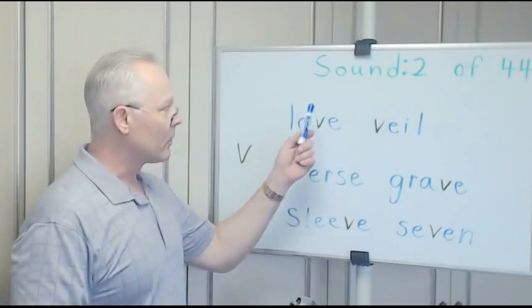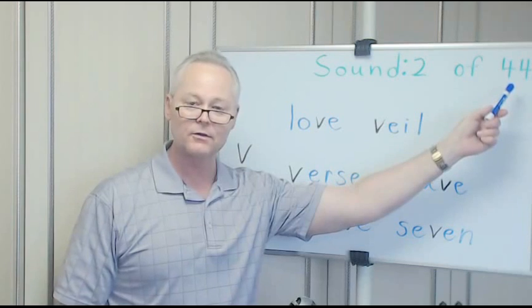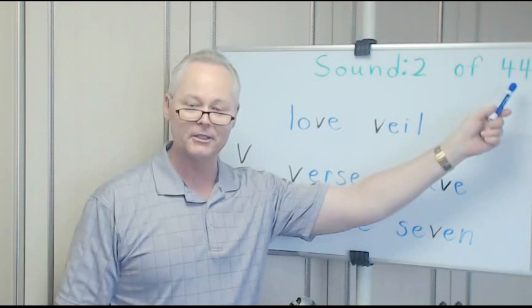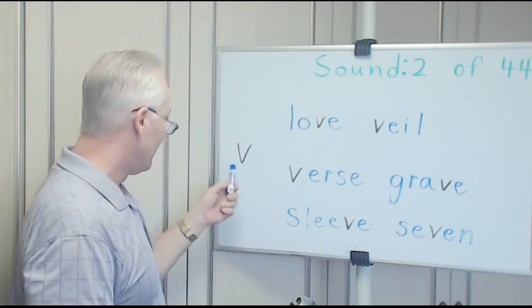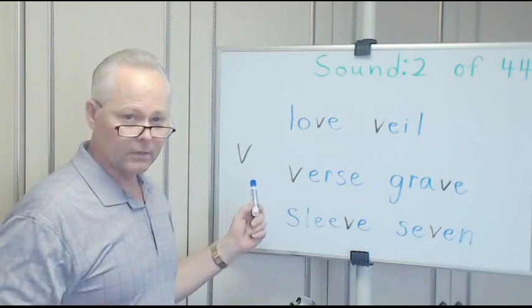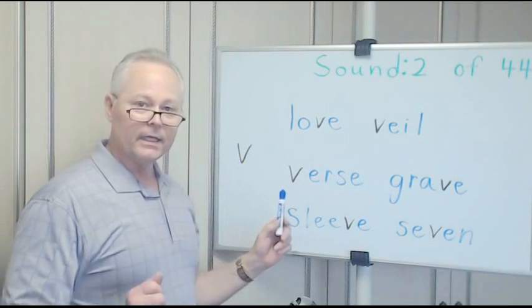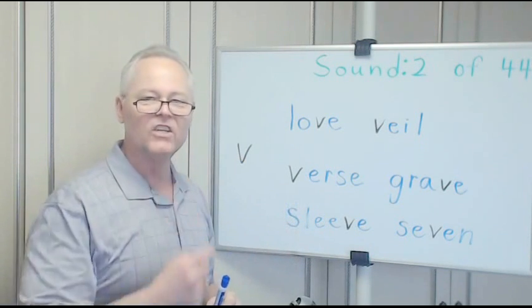Hello. We're working on sound number 2 of the 44 sounds of American English. Are you ready? Let's begin. The letter is V, but the sound coming from this consonant is V, V, V.